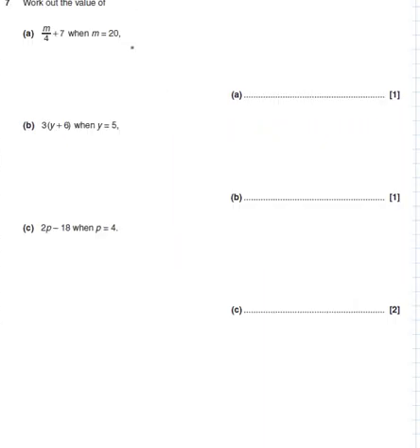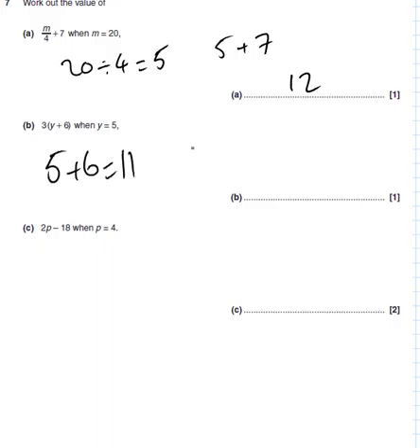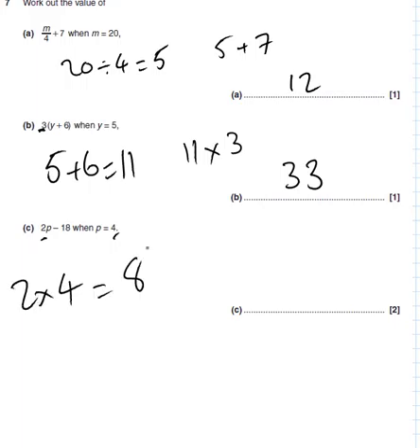Question 7. So we're substituting in here m divided by 4 plus 7 when m is 20. So 20 divided by 4 gives us 5, and then 5 plus 7 gives us 12. Putting y into here, you do the bracket first, so y is 5 plus 6, which is 11. And then we've got 11 times by the 3 to give us 33. And then 2p, when p is 4, so 2 times by 4, which is 8, and then 8 take away the 18 will then give us minus 10.